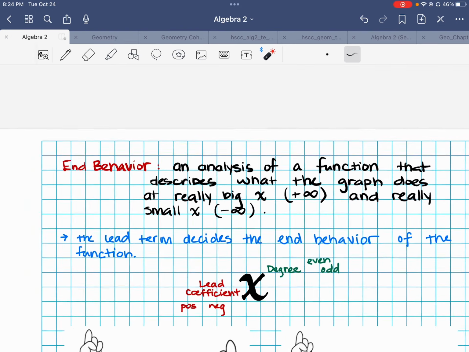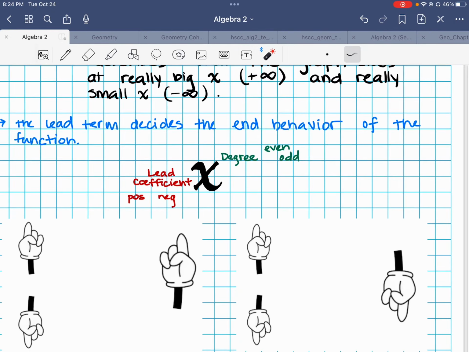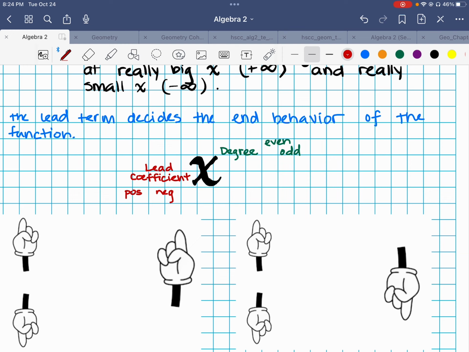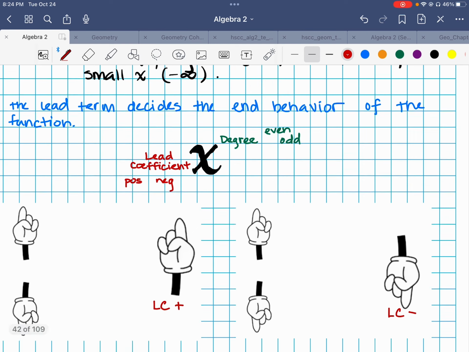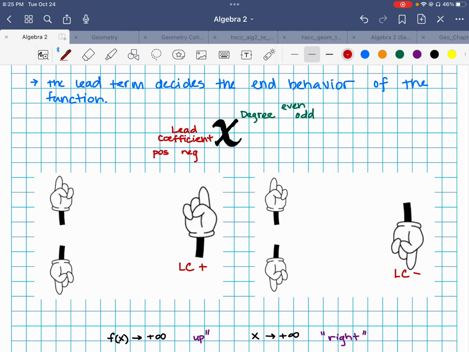And this is what we're going to write as our end behavior analysis. We're going to say that if the lead coefficient is positive, then the right side of the graph is going to go up. So the lead coefficient is positive, the right side goes up. But if the lead coefficient is negative, then the right side of your graph is going to go down. Make sense of that, right? If you plug in really big numbers and the lead is positive, yes, you're going to get a positive answer. But if the lead is negative, you're going to get a negative answer. That makes sense.